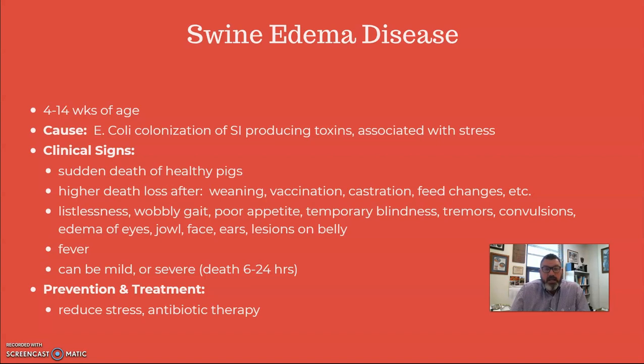Clinical symptoms, on occasion we can have just sudden death of otherwise healthy pigs, within the first 6 to 24 hours on occasion. Higher death loss occurs most of the time after weaning or vaccination, basically any stressor that you can think of. They'll have a number of different symptoms that you would have to sort through to identify which disease you're actually dealing with, because some of these are associated with multiple diseases. There's a lengthy list there, but the giveaway to this one is edema around the eyes and the jowl, which is the jaw, face or ears, and then some lesions on the belly. That would be unique to swine edema.